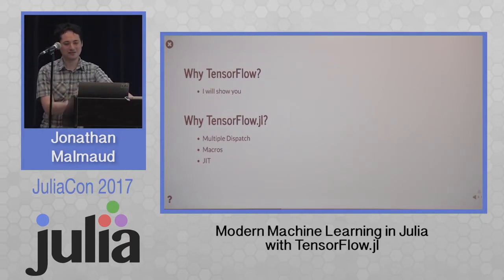One reason is Julia's multiple dispatch system. A second is Julia's macro system. And the third is Julia's just-in-time compiler. And I think when you add these up, you can make a really nice interface to TensorFlow that is at least as good, and I would argue better than the Python API. So I think at this point, the most convenient interface to TensorFlow is actually the Julia API. And I'll give some examples.